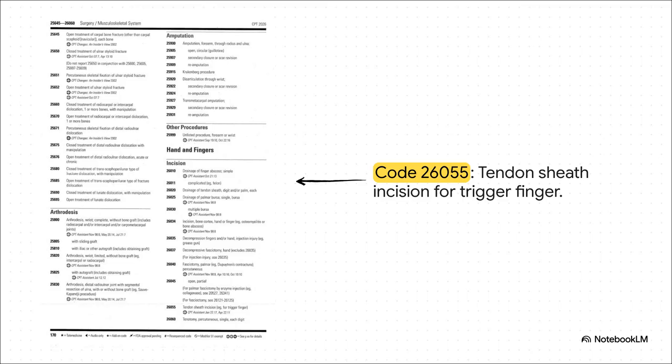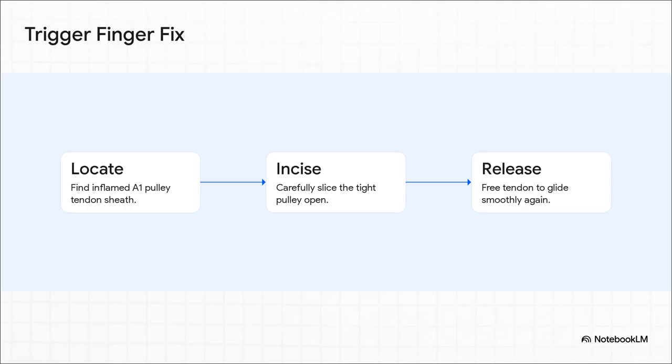Sounds painful, right? So how do they fix it? In plain English, the surgeon finds that inflamed sheath, specifically an area known as the A1 pulley, right at the base of the finger. They take a tiny scalpel, make a small incision, and slice that tight A1 pulley wide open. Bam! This immediately frees up the tendon, giving it room to breathe and glide smoothly again, so it totally stops catching. Whenever you see this exact sequence in a report, 26055 is your go-to code.